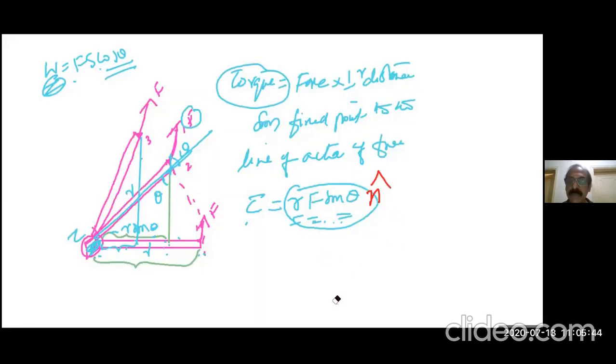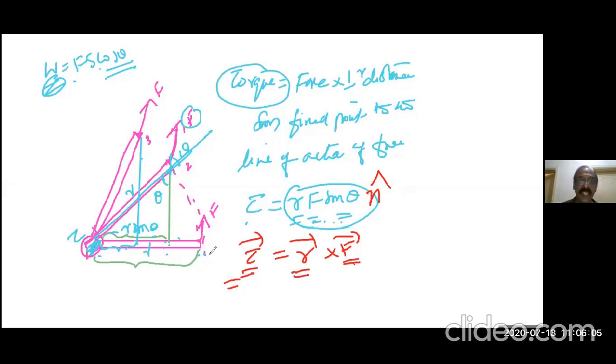So did you understand this concept? So usually torque we mark like this. Torque is equal to R cross F. Here you see, torque is perpendicular to R. Torque is perpendicular to F. But R and F are not necessarily perpendicular.